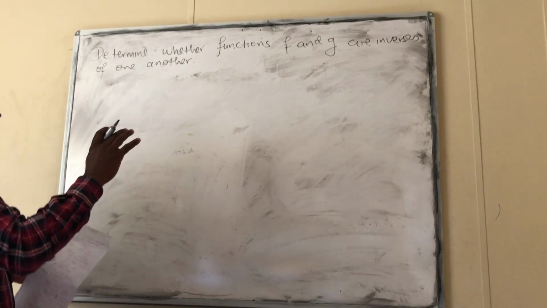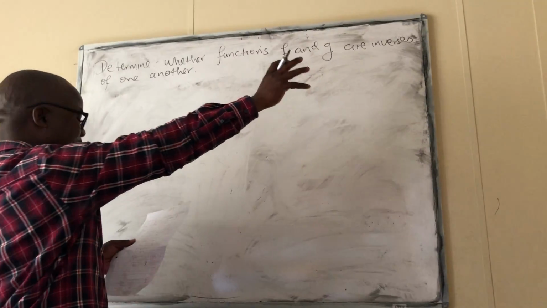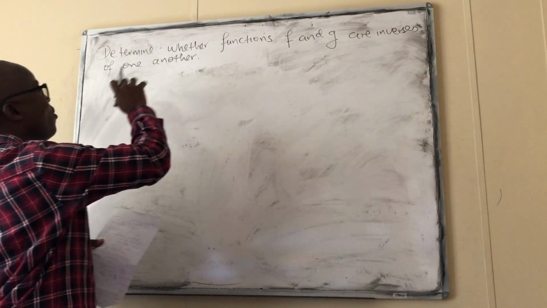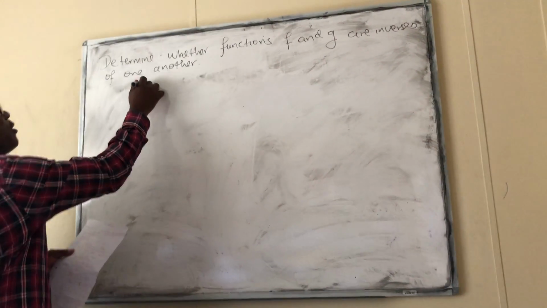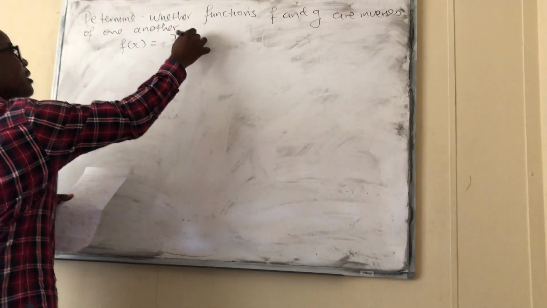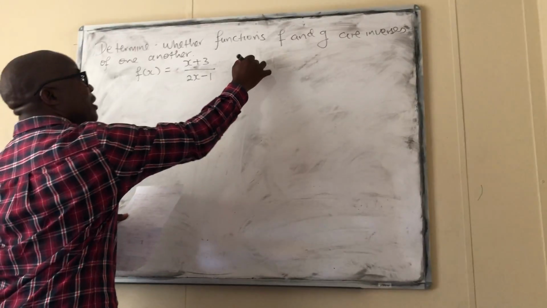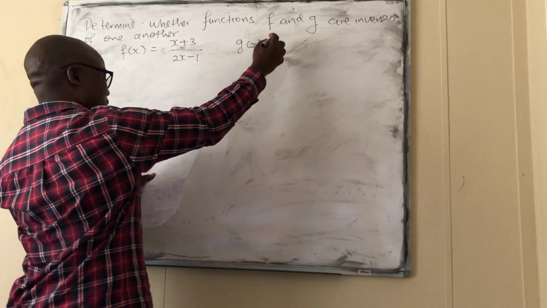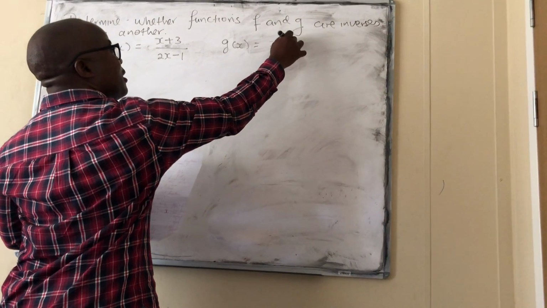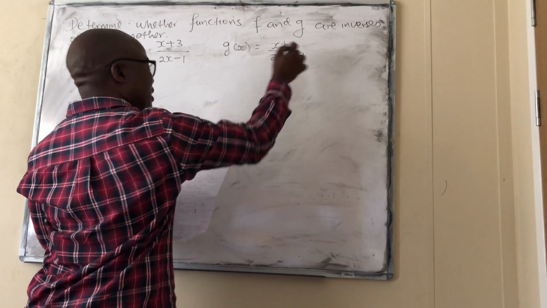This one here, we are going to establish whether the functions f and g are inverses of one another. So the function here is f of x equals (x plus 3) over (2x minus 1), and g of x equals (x plus 3) over (2x minus 3).